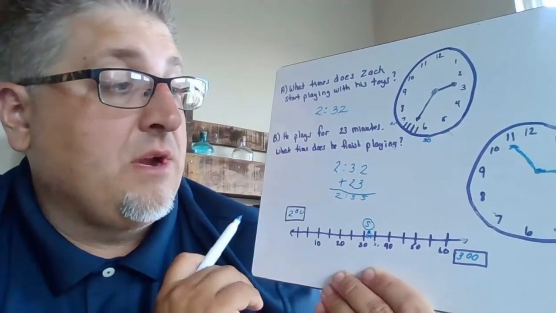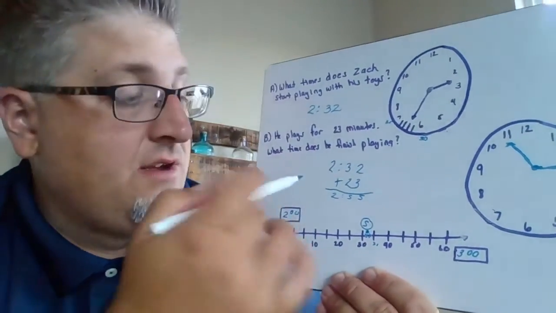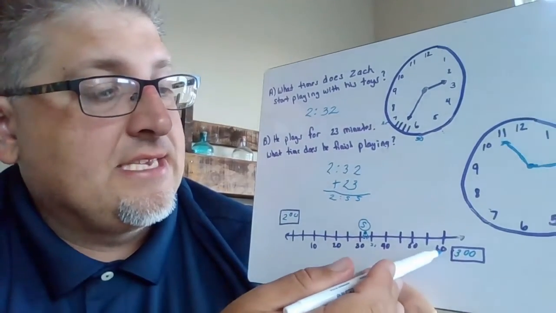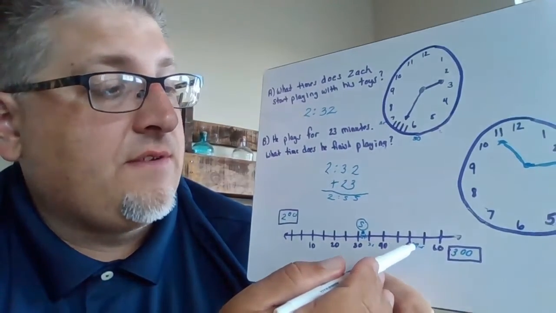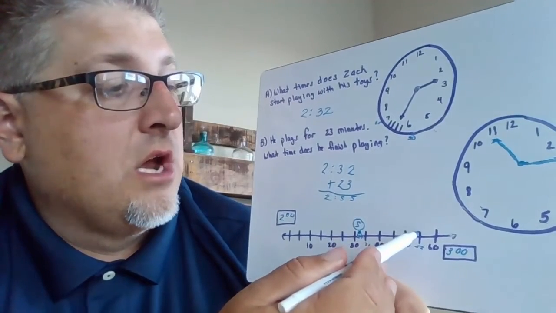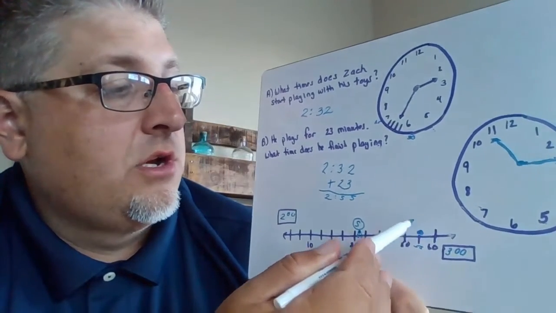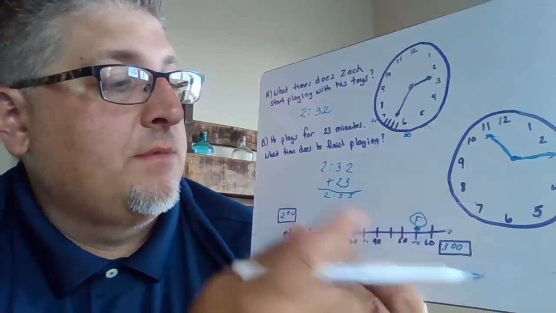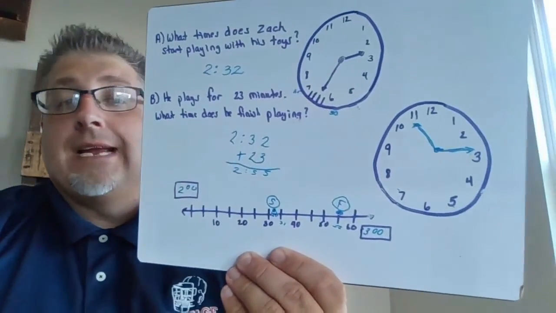And the easy one is going to be when he finished. He finished at 2:55. So there's 2. We know 10, 20, 30, 40, 50, and 60. In between here, that's going to give us 55. So we know he finished at 2:55. And I'm going to circle that. And that was just plotting it on the number line.